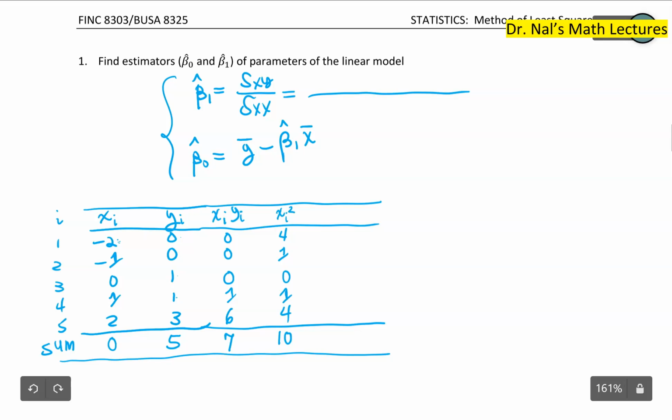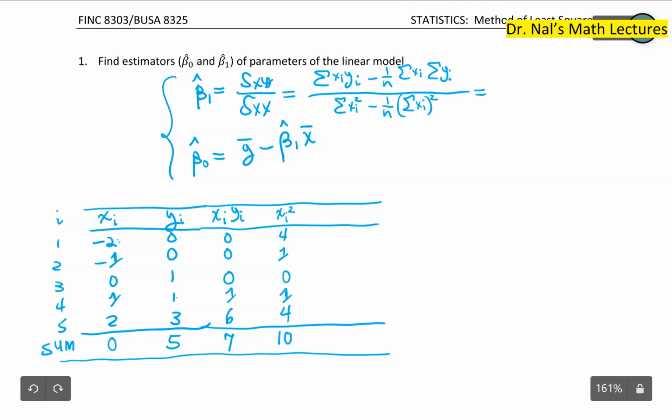So let me just rewrite it. The numerator is the sum of xi yi minus 1 over n, the sum of xi's times the sum of yi's. And in the denominator for Sxx, it is the sum of xi squared minus 1 over n, the sum of xi, squared. There you go.